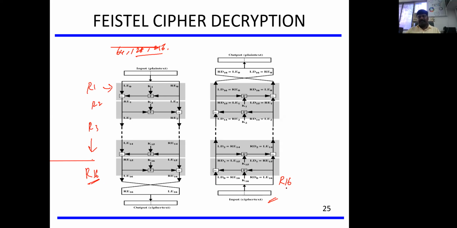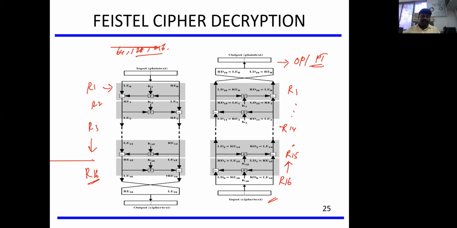It is going to start from the 16th round, and then whatever output it produces will pass to the 15th round, then the 14th round, and so on till round 1. Whatever output we get is swapped again, and finally we get the actual output, which is plain text.